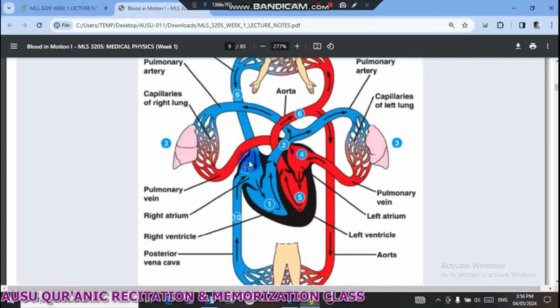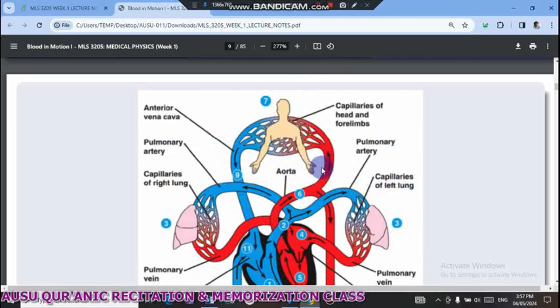You can see you have 4 here. This is 3, this is 3. So the left atrium has number 4, and then when it goes down you have number 5, and the heart pumps it through the aorta. Then it comes here. Part of it will go up to the head and the forelimbs. You see capillaries of head and forelimbs, so the blood will go there to transport oxygen and nutrient.